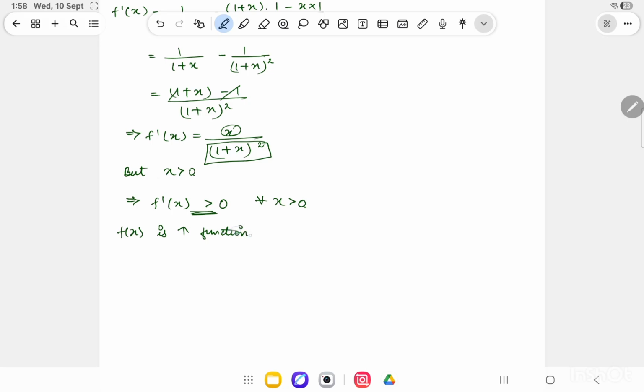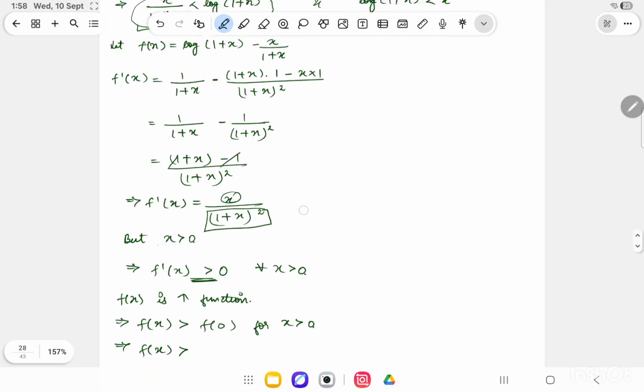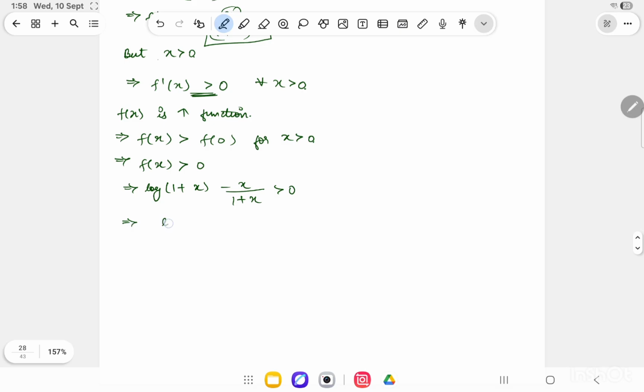So if it is an increasing function, then f(x) is greater than f(0) for x greater than 0. f(0) is basically log 1 minus 0, and log 1 is 0, so f(0) is 0. So I got f(x) is greater than 0, that is, log(1+x) minus x/(1+x) is greater than 0, which is the same as saying log(1+x) is greater than x/(1+x). So I got this relation, let's name it 1.